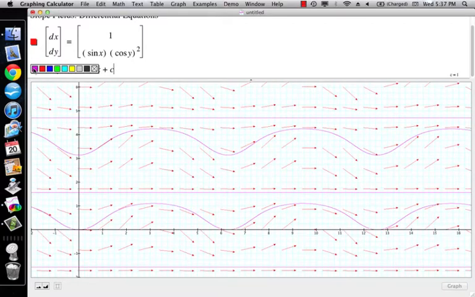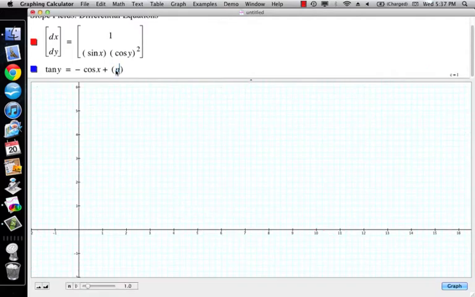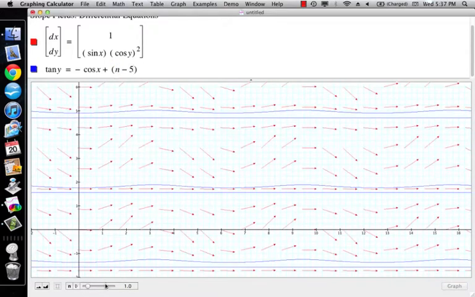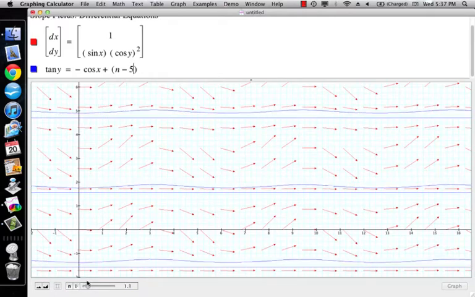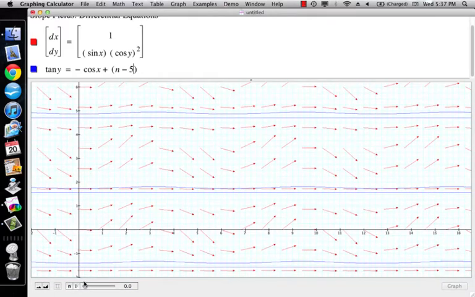Let's make that a little more contrasting. You see there's one solution for c equals 1. I'm going to change this to n minus 5, and it gives me a little slider down here. So this is 0 minus 5, and that blue one is c equals negative 5.